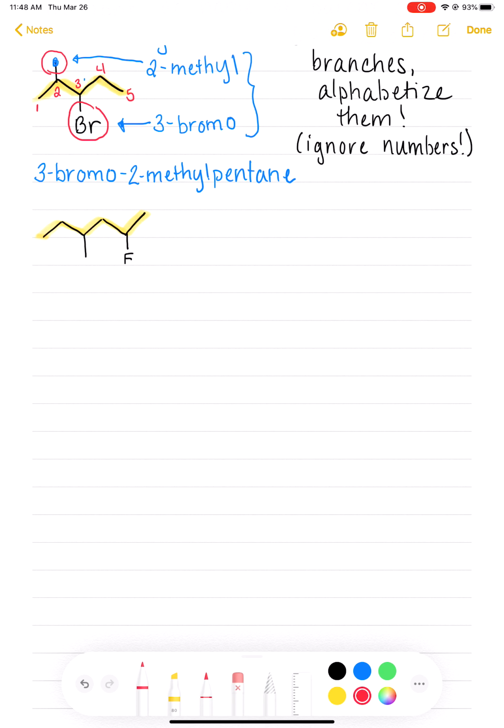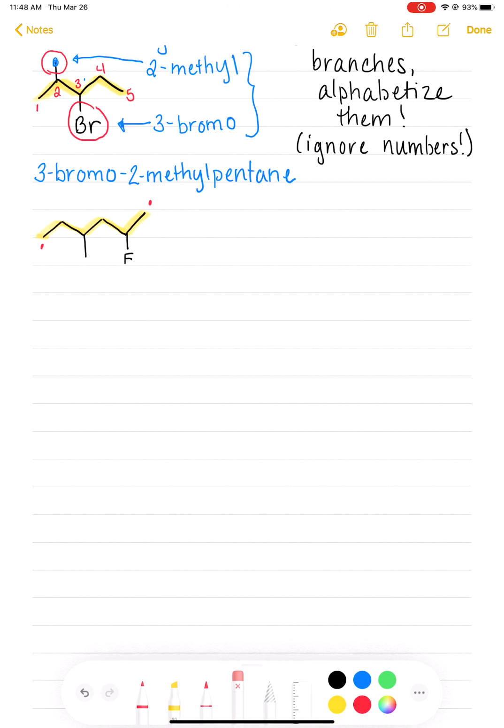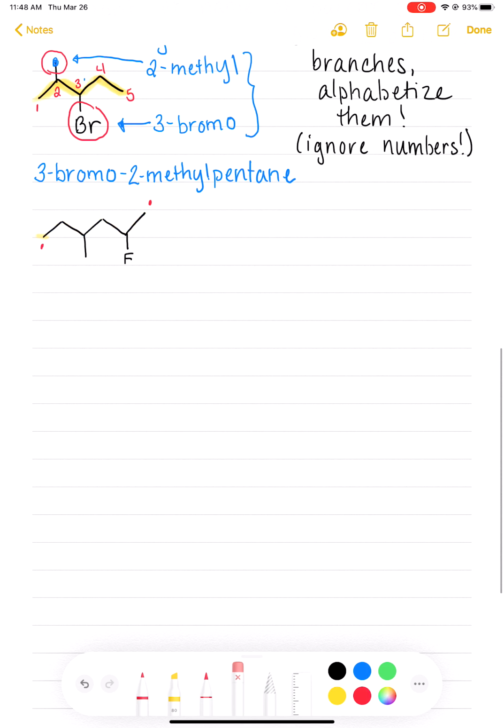Second step is to number that parent chain. We're going to start at either end. We're going to start at whichever end is closest to our branches. The carbon on the right-hand side is closest to our fluorine substituent, so we want to start on that end. I lost my highlight. We want to start on that end and number from right to left. Again, we're starting at the end of the molecule that is closest to any one of our branches.